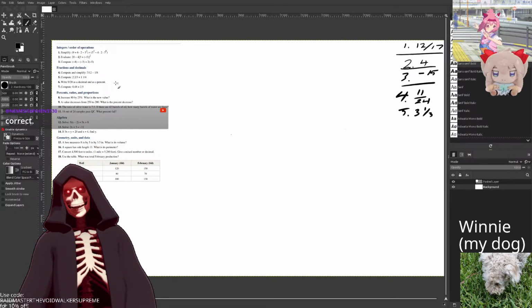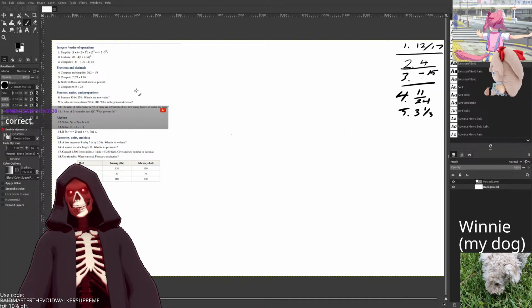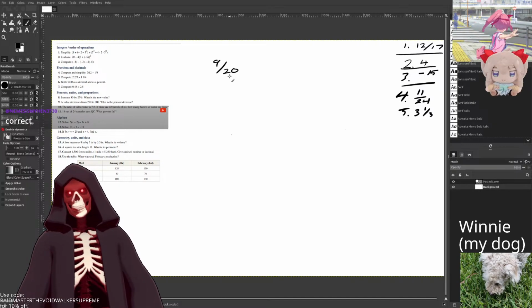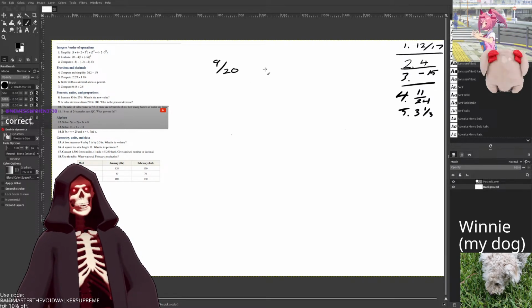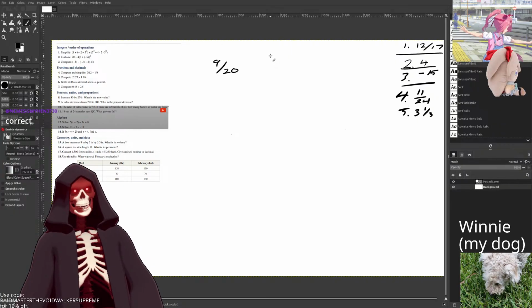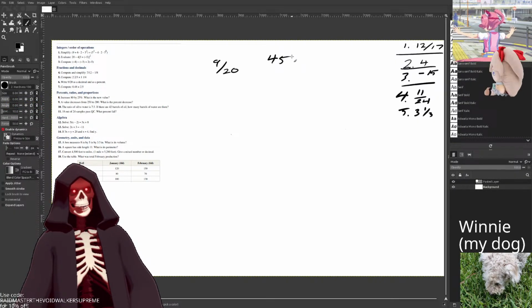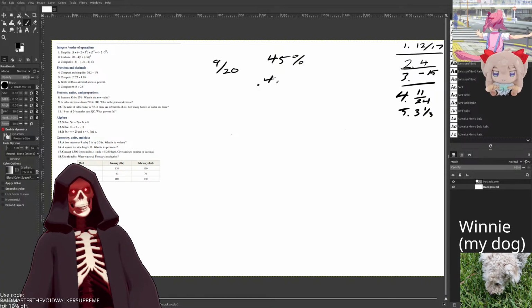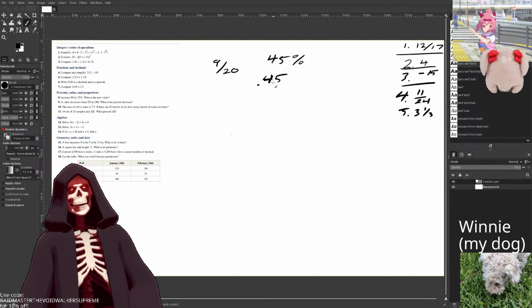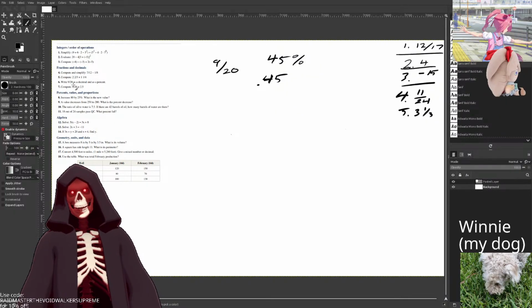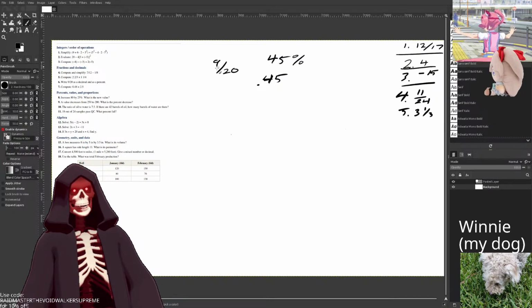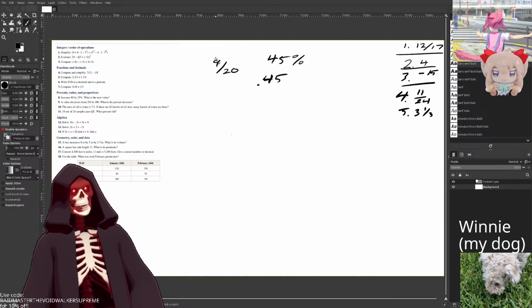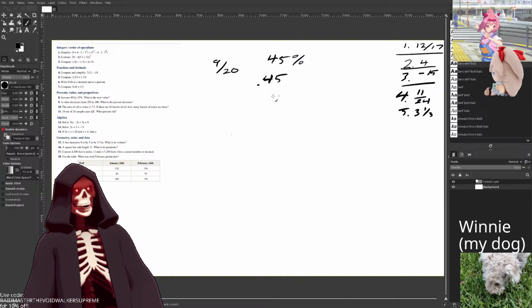Okay, so now we get into 6, right? 9 over 20 as a decimal and as a percentage. So 9 over 20, that's 45%. And as a decimal, which is 0.45. That's pretty much the same thing in this case. The reason why this is so easy is because 20 is 1/5 of 100. So you just simply multiply that by 5, and then voila, you've got the percentage.